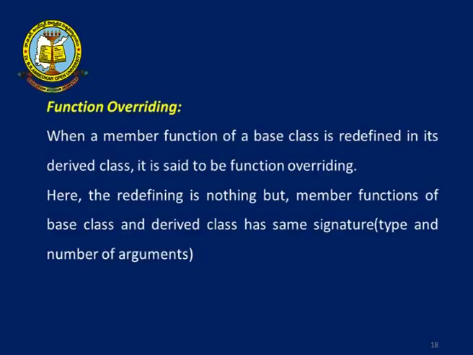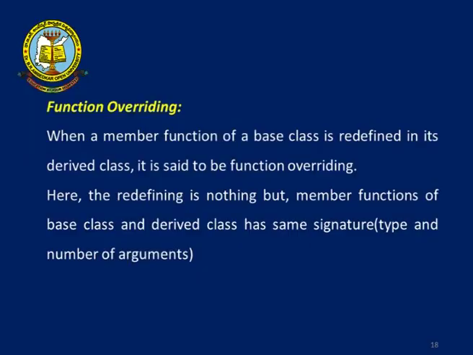And this runtime polymorphism is achieved by function overriding. So let us try to understand what we mean by function overriding. Function overriding is a process of redefining the base class member function in the derived class. That means when we have a member function in the base class and we are redefining the same function in its derived class, that is called function overriding.